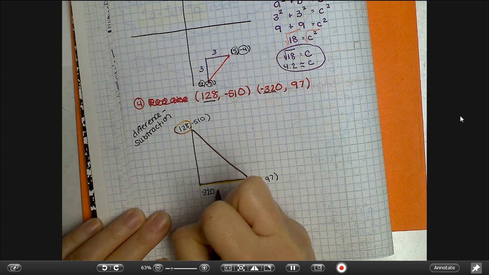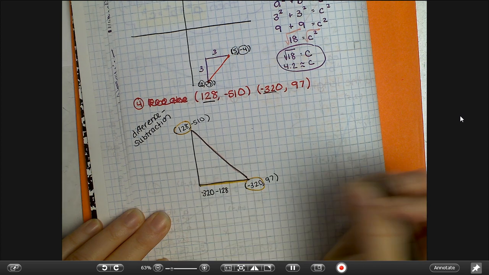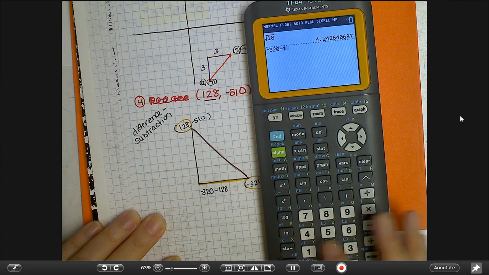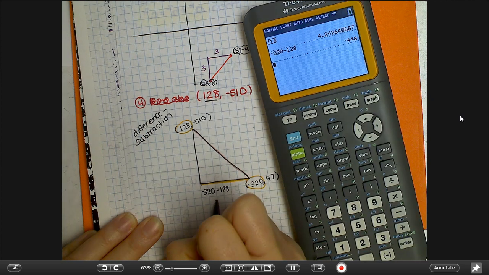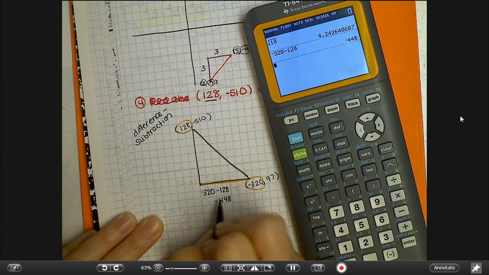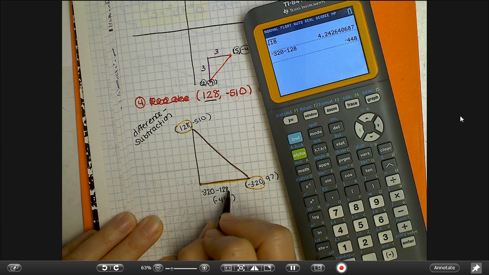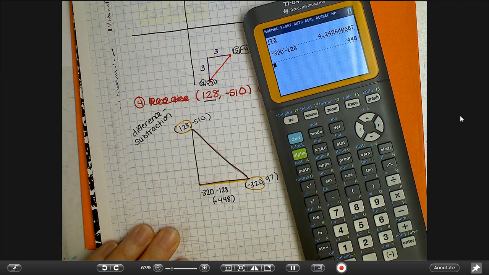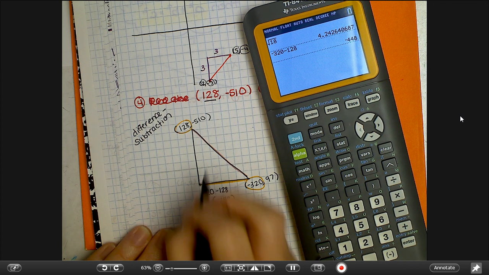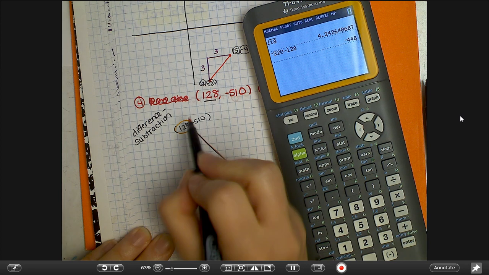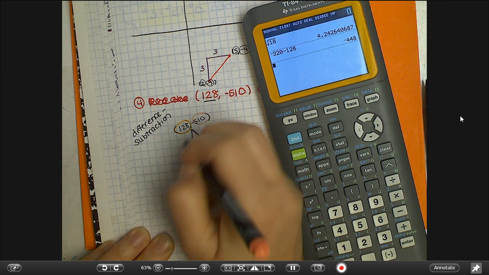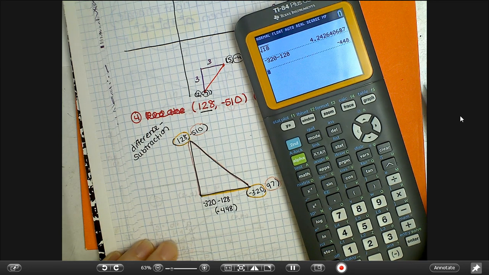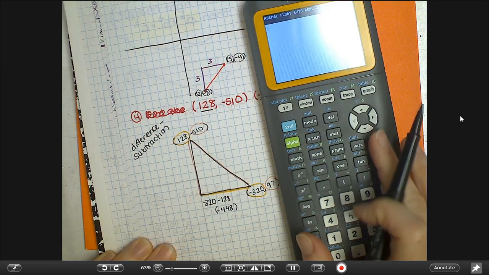Negative 320 minus 128. And that gives us negative 448. Now, that's how far apart they are, but since it's a distance, we're just going to change it to positive. They are 448 spaces apart. How many spaces apart are our y coordinates? If you think about it, to get from negative 510 to 0 is 510 spaces.